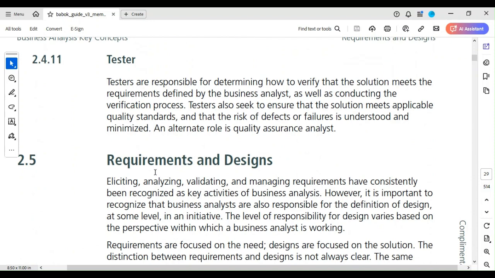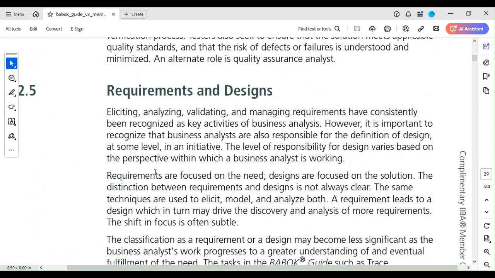And also this does what it says it will do. Testers also seek to ensure that the solution meets applicable quality standards and that the risk of defects or failures is understood and minimized. An alternate role is quality assurance analyst. And mind you, as a business analyst, you are also a tester too. Yes, I do tests, I do write scripts, I do write test cases, use cases.